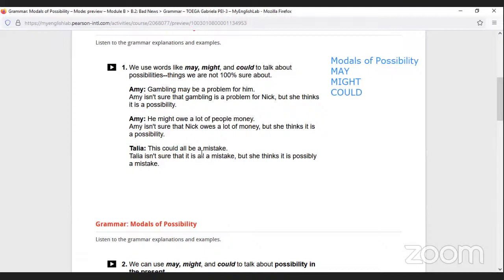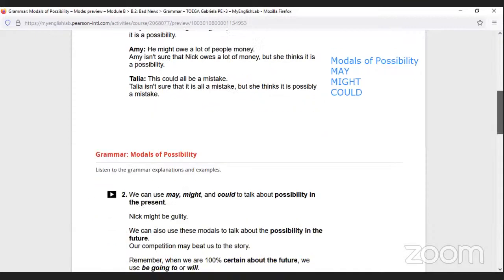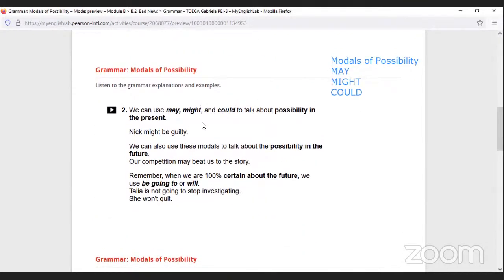So as you can realize, for example, here we could use might, here we could use could, or we could use here may. There is not going to be a big difference between these three, okay? We could use whichever of these. Okay, so we're going to go here. When we are talking about possibilities in the present, for example, Nick might be guilty. So this is a possibility, but in the present.